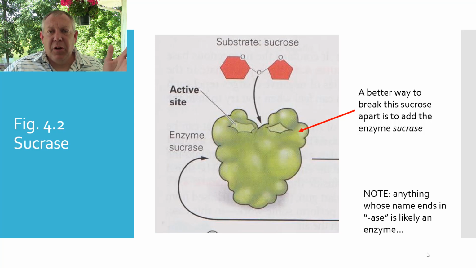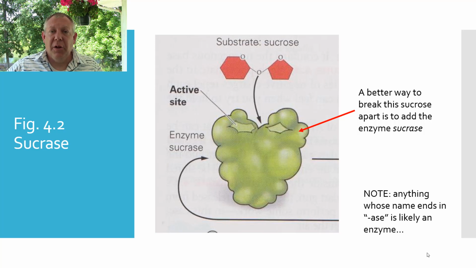And so this is something you're going to notice, that anything that ends in -ase, anything that's called something-ase, that's probably an enzyme. So sucrase is an enzyme that works on sucrose. And so in this figure, what they're showing you is, again, you've got this big protein molecule with this very unique three-dimensional shape, but it's got an active site that perfectly fits sucrose. And so that sucrose can fit right into that active site. It's as if that enzyme was built for this purpose. And guess what? It was.